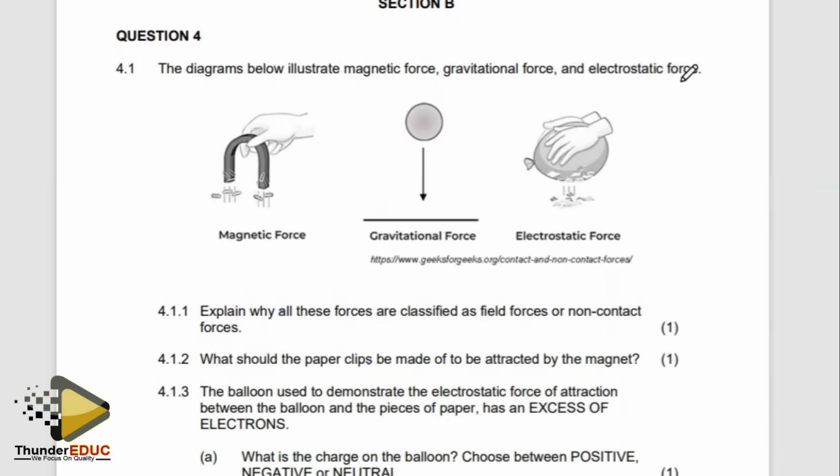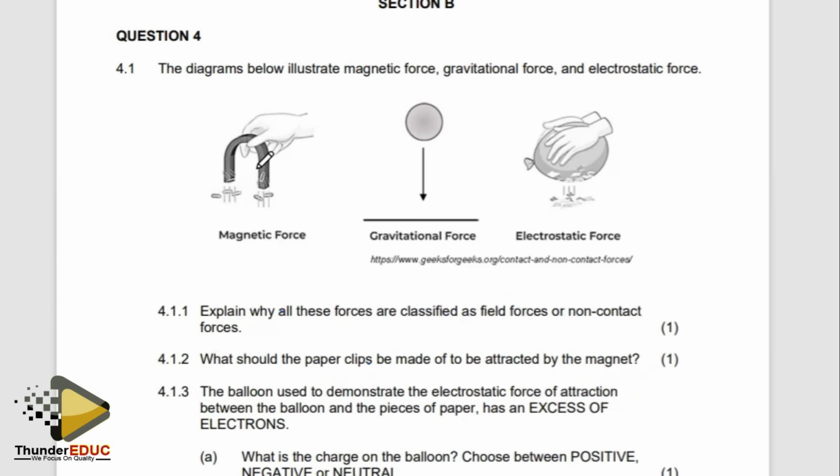So we have the first question there, it's saying magnetic force. Then the second question there, it's saying gravitational force. Then the last question, that's electrostatic force. Okay. Now let's move on to the question that we need to answer. Explain why all these forces are classified as field force or non-contact force. That's question 4.11D.